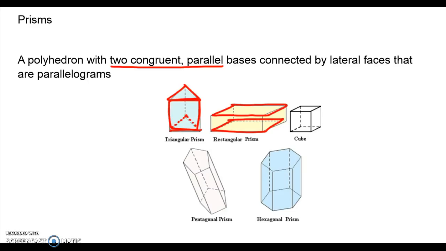And prisms are always named by their base. So here we have a pentagonal prism because the bases are pentagons. And down here we have a hexagonal prism because the base is a hexagon. So prisms are always named after their bases.